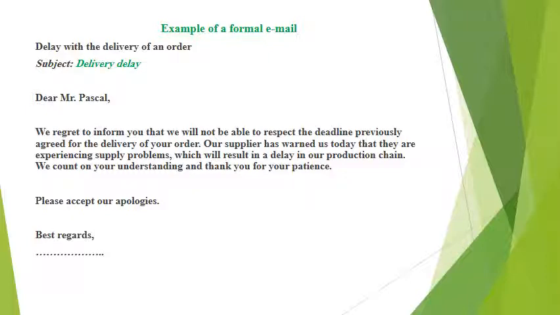Let's take an example for a formal email. Delay with the delivery of an order. This is the subject of the email, or what you are writing about. The subject will be delivery delay. Dear Mr. Pascal, we regret to inform you that we will not be able to respect the deadline previously agreed for the delivery of your order. Our supplier has warned us today that they are experiencing supply problems which will result in a delay in our production chain. We count on your understanding and thank you for your patience. Please accept our apologies. Best regards. This is a good example for a formal email.